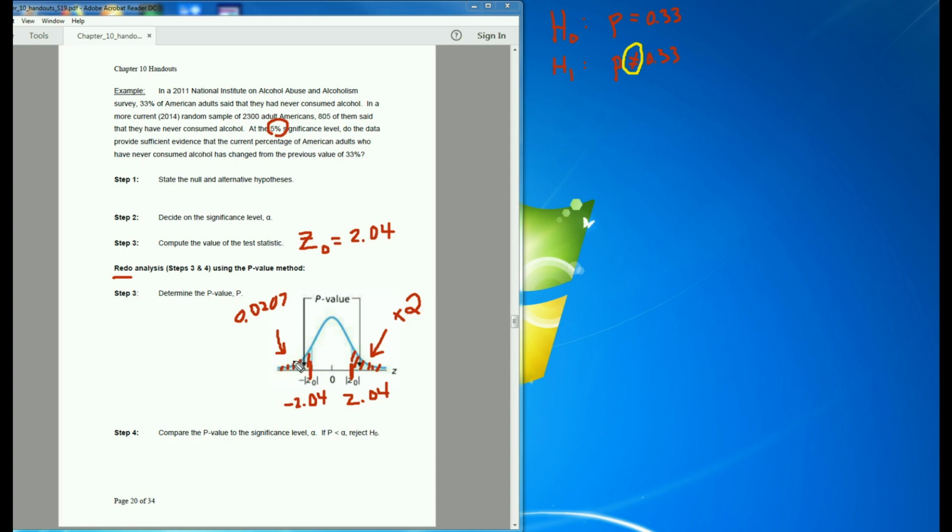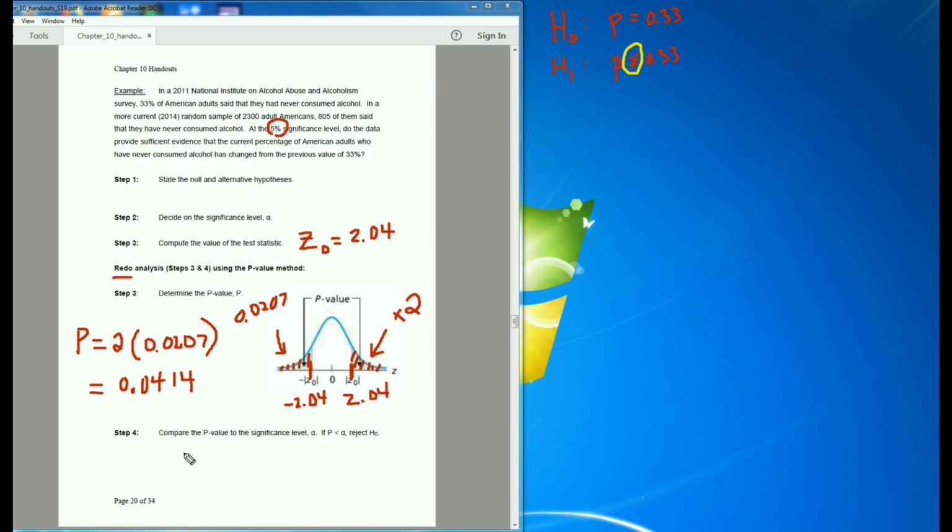But remember, we have to multiply that by 2. So our p-value is actually going to be 2 times 0.0207. If you do 2 times that, then you should get the p-value is equal to 0.0414.